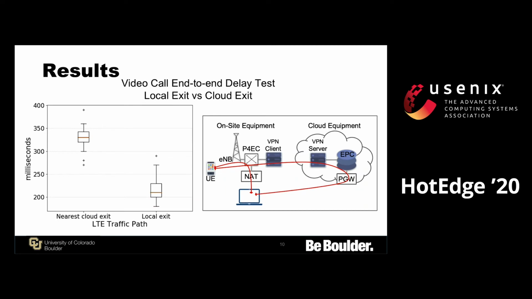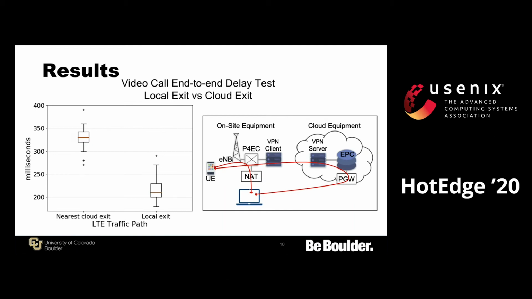Next, we evaluated P4EC's performance with live video streaming. The video calls were established between a Galaxy S8 and a laptop. For the evaluation, we measured the end-to-end streaming delay, which is shown here. End-to-end streaming delay is the lag time from when the video frame is generated at the sender until it is displayed at the receiver screen. Thus, it consists of video capturing, encoding, transmission, decoding, and rendering delays. The local exit causes a large reduction in delay, more than 100 milliseconds.